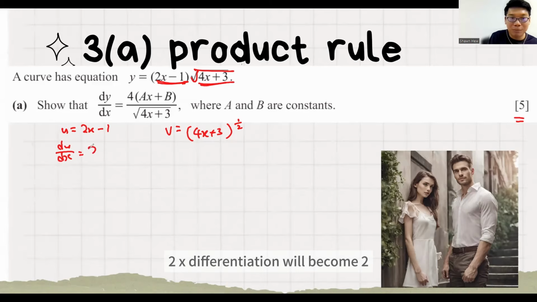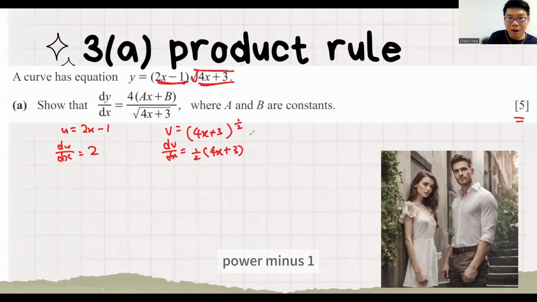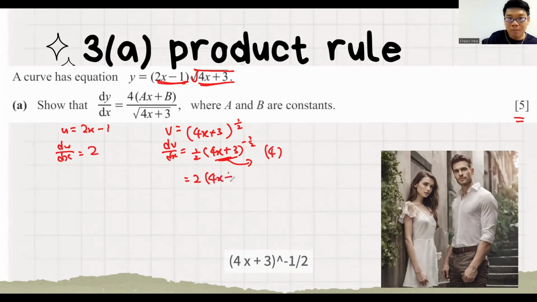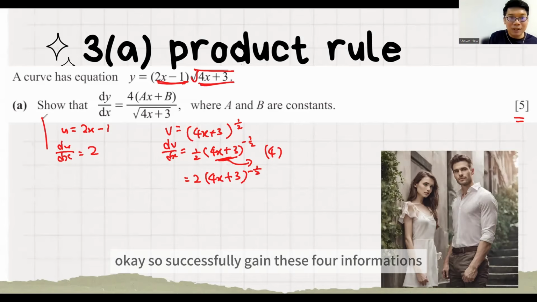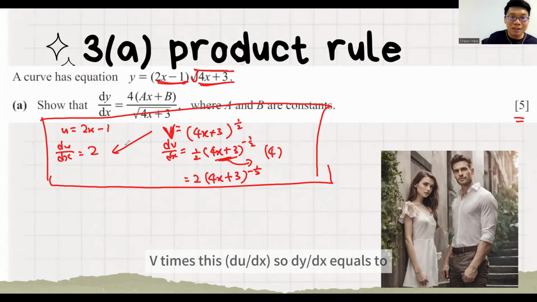2x differentiated will become 2. dv/dx will be power to the front, baby copy, power minus 1. Then at last, differentiate the baby. So it becomes 2(4x plus 3) power minus half. Okay, so we have successfully gained these 4 pieces of information. Then we can start to apply the rules. Still remember, we always start from v times this.